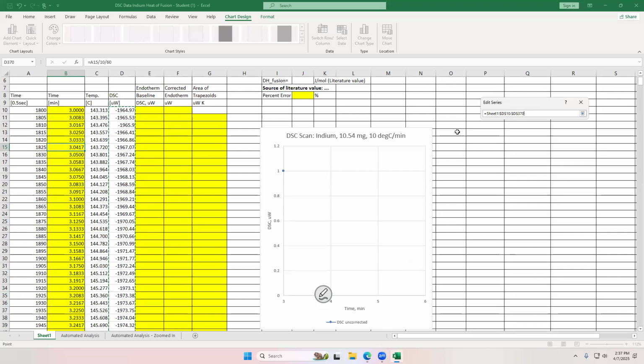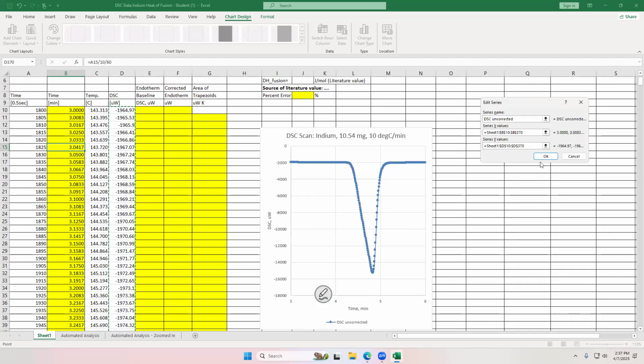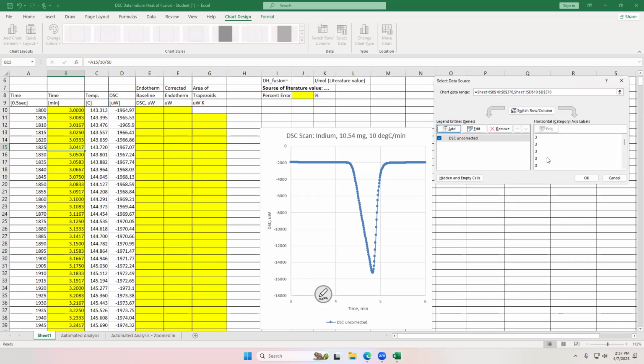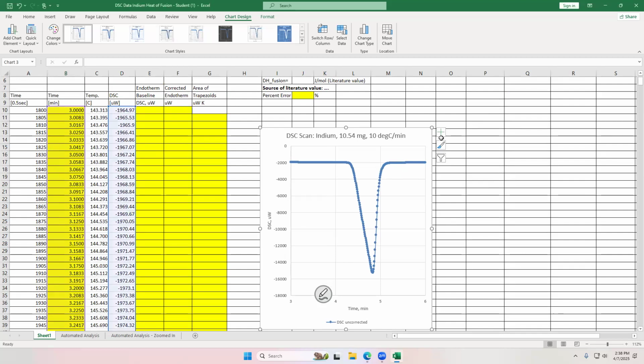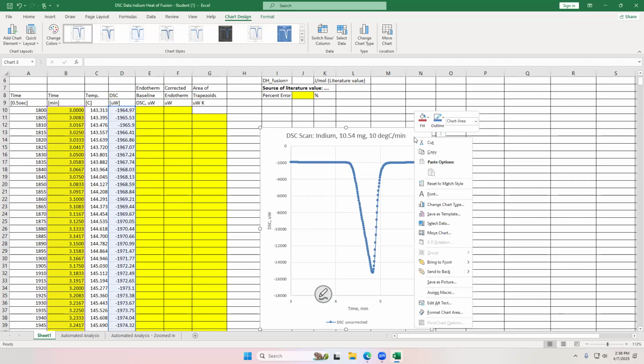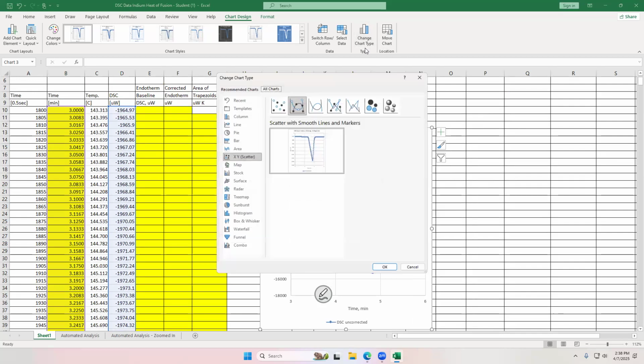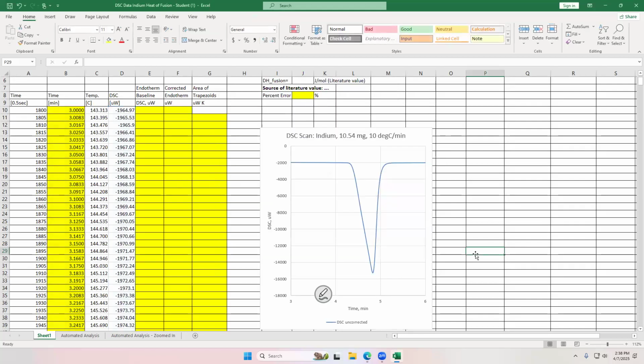This is in microwatts, okay? There it is. Hit OK. Looks like our baseline is around negative 2000. Let's change the chart option here. Let's change the chart type so it shows smooth curves, no markers on the points, right there.